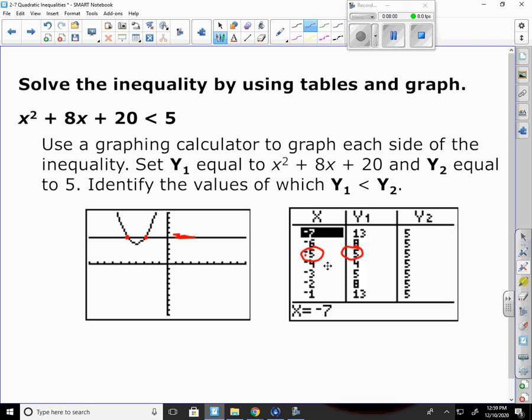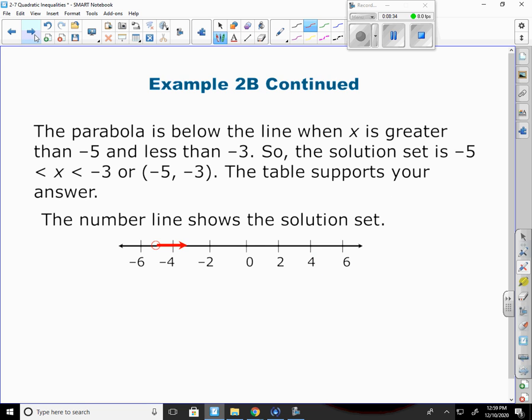And at -4, it's 4, so it's less than. And at -3, our y is 5 again, so that means it's back to equal. Again, we can see it on the graph that it's going to be in between here where this equation is lower than this one. So this shows us that it's between -3 and -5, and that's every value that's in between there.